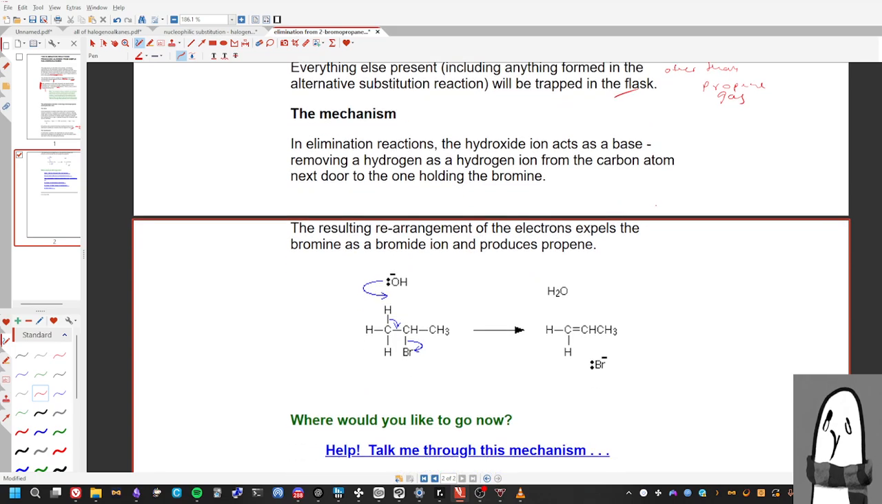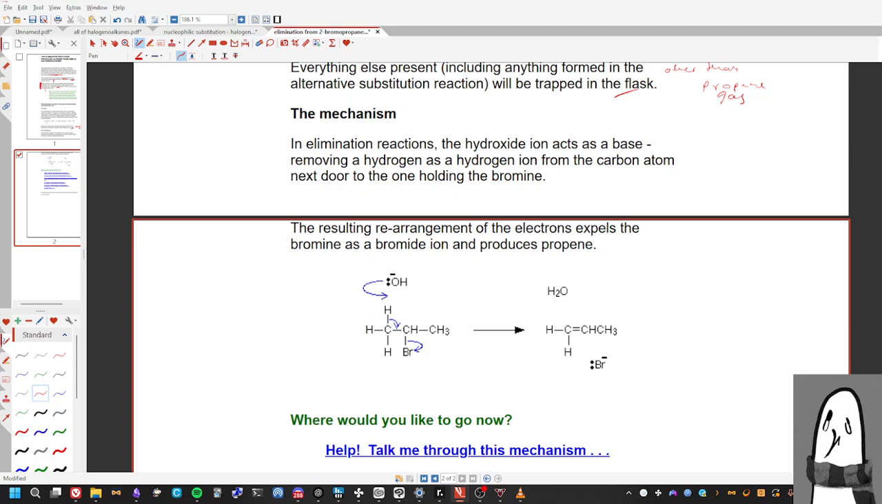Now the mechanism. In elimination reactions, hydroxide ion acts as a base, removing a hydrogen as a hydrogen ion from the carbon atom next door. So again, reading that carefully, the OH ion acts as a base and removes a hydrogen as a hydrogen ion from the carbon atom next door to the one holding the bromine.